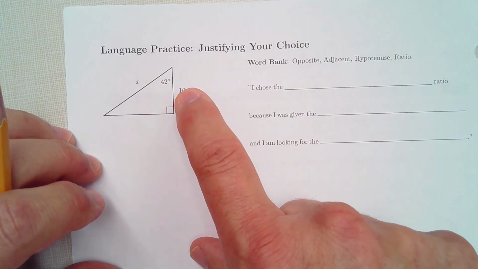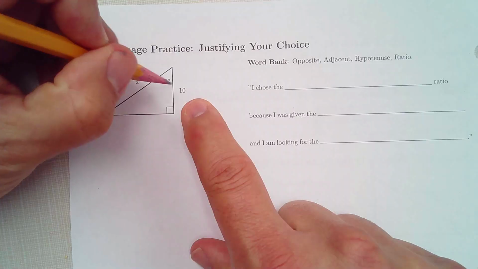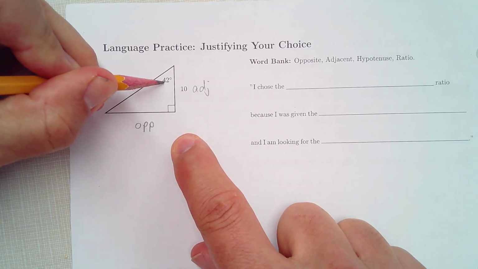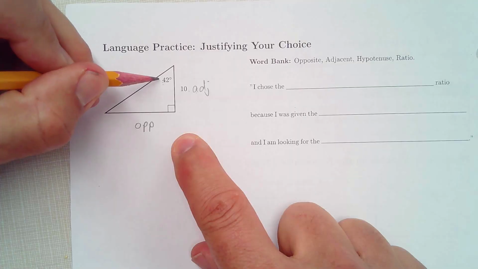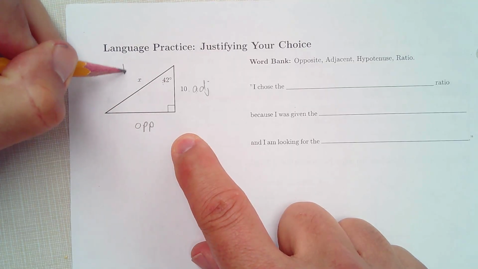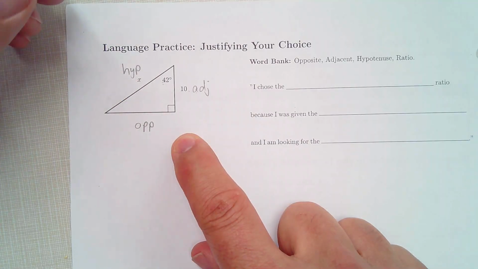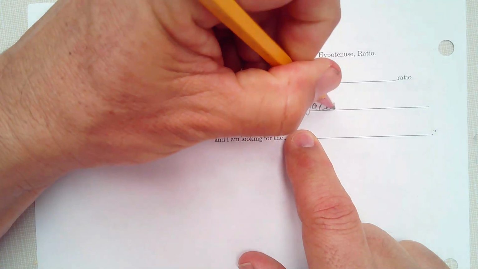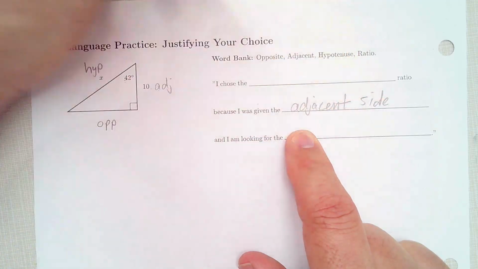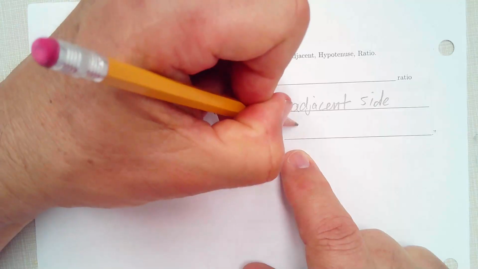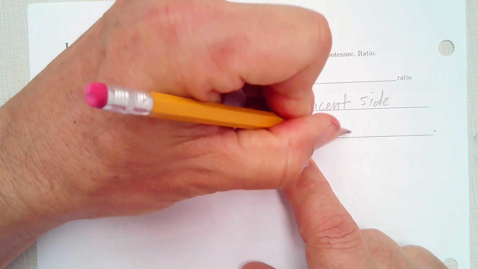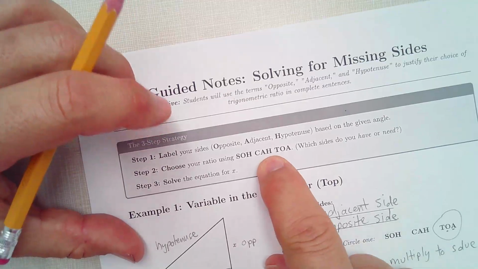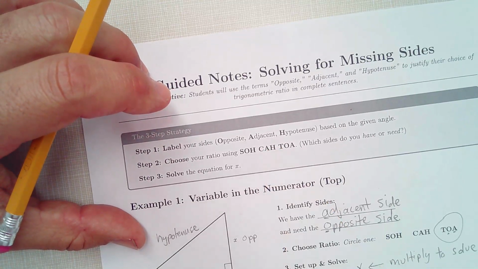Now as we look at the back side, we have another one here. Let's see, this is adjacent, ADJ. This is the opposite side because this is the reference side, right? So that's adjacent next to the 42, opposite the 42, and this is the hypotenuse because it's opposite the right angle. So I was given the adjacent side, and I'm looking for the hypotenuse. That means it's going to be cosine.